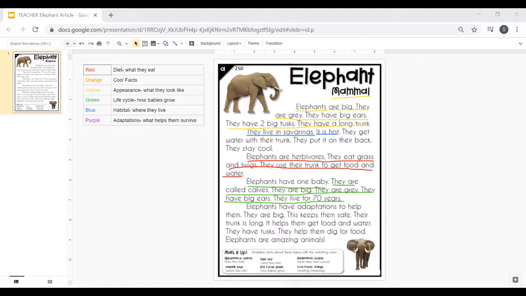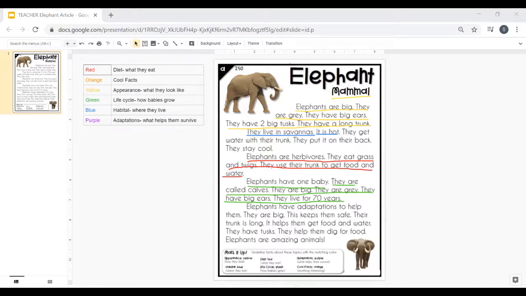Perfect. Now our last color is purple. And purple is used for adaptations, or what helps the animals survive. Can you say adaptation? Great. So an adaptation is a fancy word that tells us that the animal has something special about their body that helps them to live and survive.